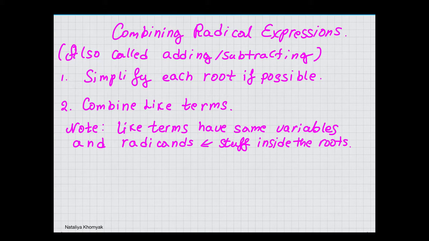Combining radical expressions is also called adding and subtracting. So first thing, you want to simplify each root if possible, and then you combine like terms. And in this case, like terms will have the same variables to the same exponents, and each like term will have the same radicands, meaning the stuff inside of the roots will be the same.